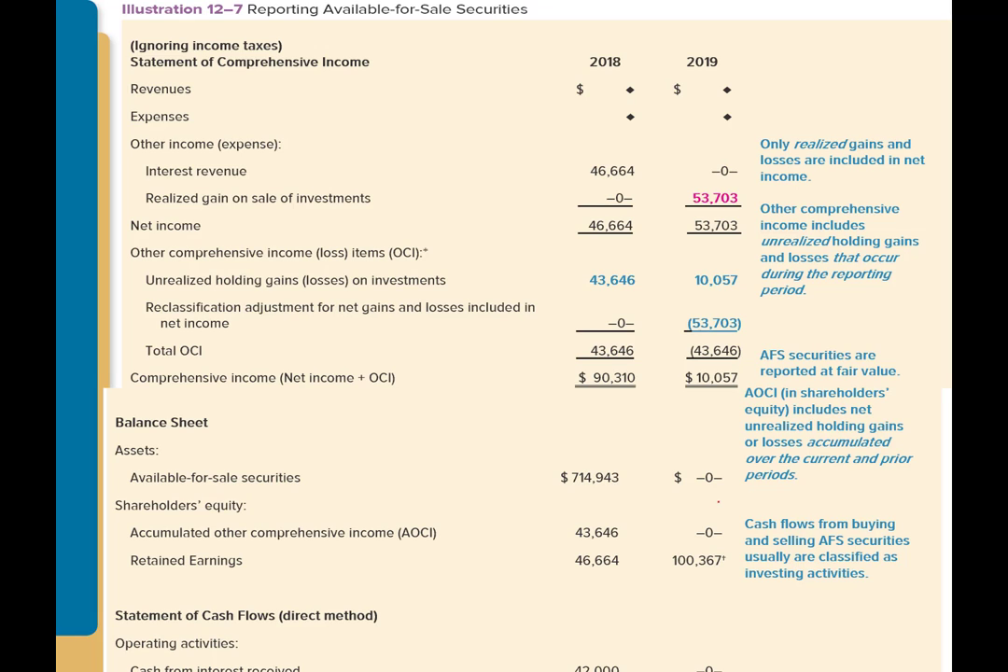Okay. Then what? Then in year two, there's what? There's the unrealized holding gain that comes onto my other comprehensive income, right?